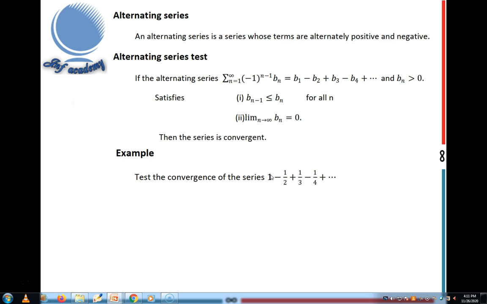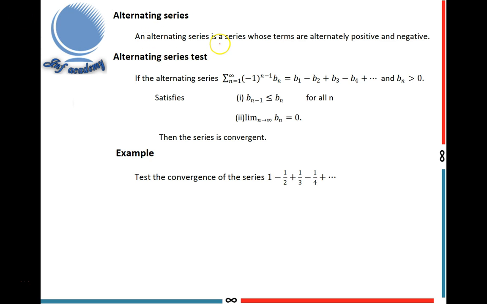Next, we learn how to deal with series whose terms are not necessarily positive, that means whose terms alternate in sign, plus and minus. This series is called an alternating series. Next we have to learn how to deal with alternating series. What is an alternating series? An alternating series is a series whose terms are alternately positive and negative. Then it is called an alternating series.